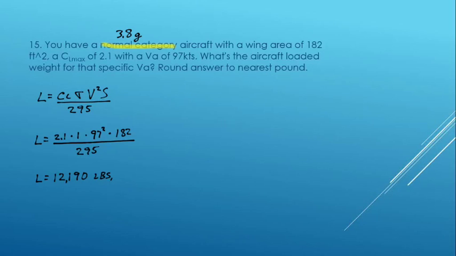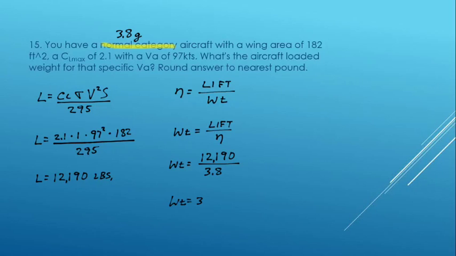Then we know that load factor is equal to lift divided by weight. Therefore, weight must be lift divided by load factor. It's a normal category airplane, so the load factor is 3.8. So that airplane in that configuration is weighing 3,208 pounds, because at a load factor of 3.8, the wing is producing 12,190 pounds of lift.